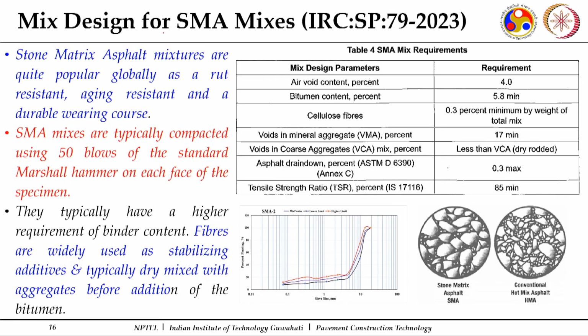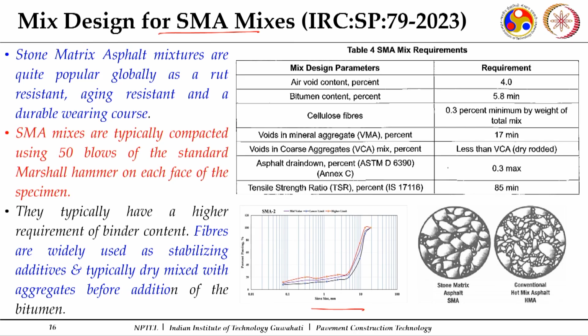We have the ones which are used for wearing courses, which we can use for binder courses, which we can use for base courses. And for wearing courses also we have different kinds of mixes. We have bituminous concrete mix, we have the stone matrix asphalt. This is one kind of mix which we discussed earlier. This is a gap graded mix.